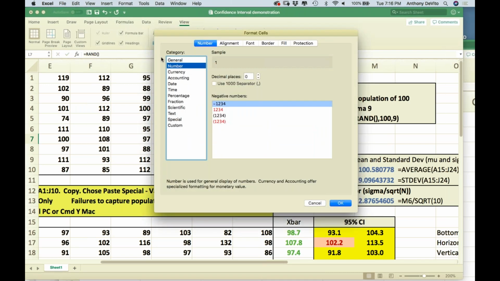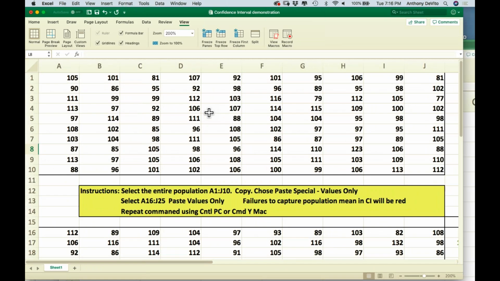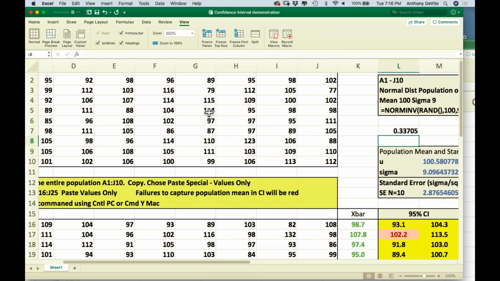You can't see it there because of the formatting of the cells. Let me just add some decimal places to that. Okay, there you go. And if I do it again, hit enter, I get a different value. It gives me a random number between 0 and 1. Since that's buried inside here and it's getting multiplied by 100, it basically creates a list of random numbers that are normally distributed with a mean of 100 and a standard deviation of approximately 9. That's the way that's designed.